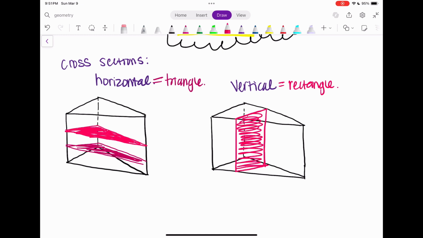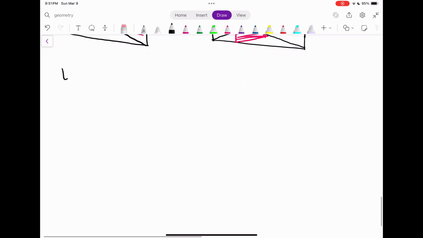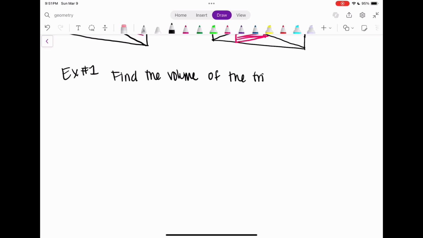These are not going to be on your test, but it's important to keep them in mind if you do see them later on. So we're going to move on to example number 1. We're going to find the volume of the triangular prism. So again, go ahead and draw your triangular prism.